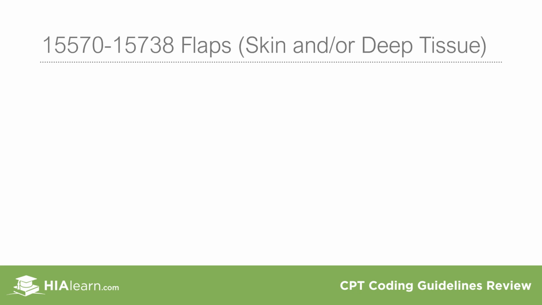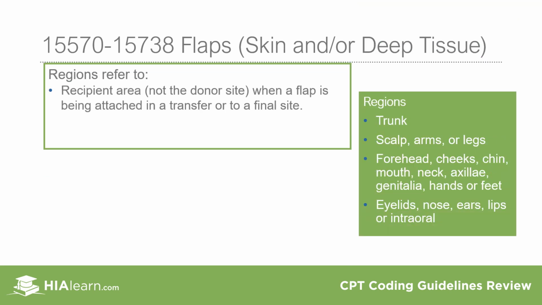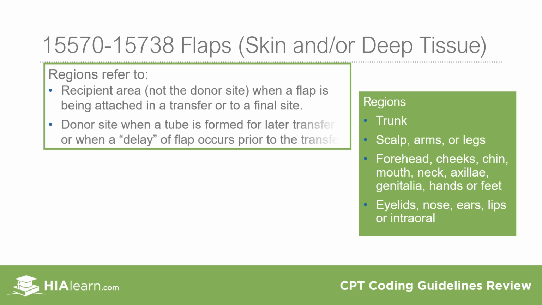Codes 15570 to 15738 report skin or deep tissue flap procedures. For these procedures, the region listed in the code descriptor refers to the recipient site when a flap is being attached in a transfer or to a final site. The region listed in the code descriptor references the donor site when a tube is being formed for later transfer or when a delay of flap occurs prior to transfer.